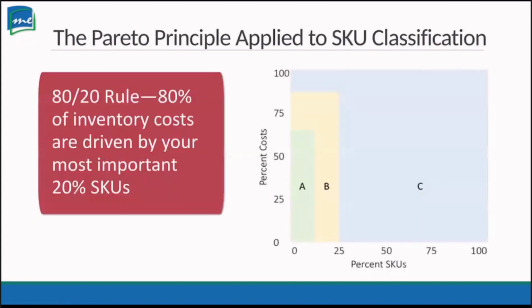Now let's take a look at the ABC analysis. Just as I have mentioned, it helps managers to identify the inventories which are the most important. Basically, the ABC analysis relies on the Pareto principle. The Pareto principle is what we also call the 80-20 rule. So 80% of the inventory's costs are driven by the most important 20% of SKUs.